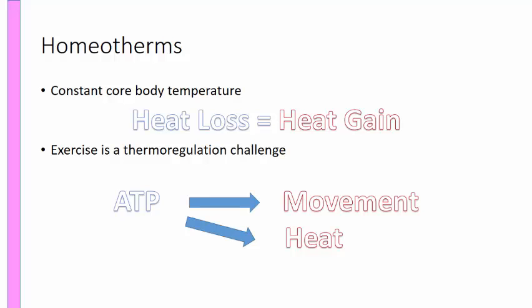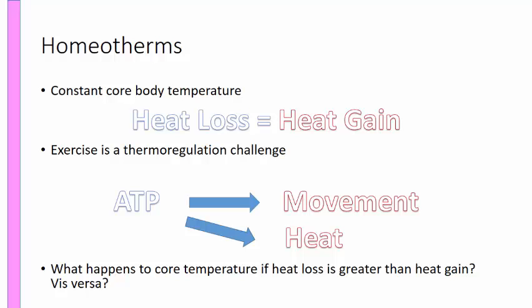When we break down an ATP molecule, which we're doing a lot while we're exercising, we are allowing a muscle contraction to occur, and that produces movement. But when we break bonds, we release heat. So every time we're breaking down an ATP molecule and causing muscle contraction, we're producing a little bit of heat. And because we want to maintain a constant core body temperature, we need to make sure that we have adequate heat loss processes in order to combat this great heat gain that is being produced from the ATP breakdown.